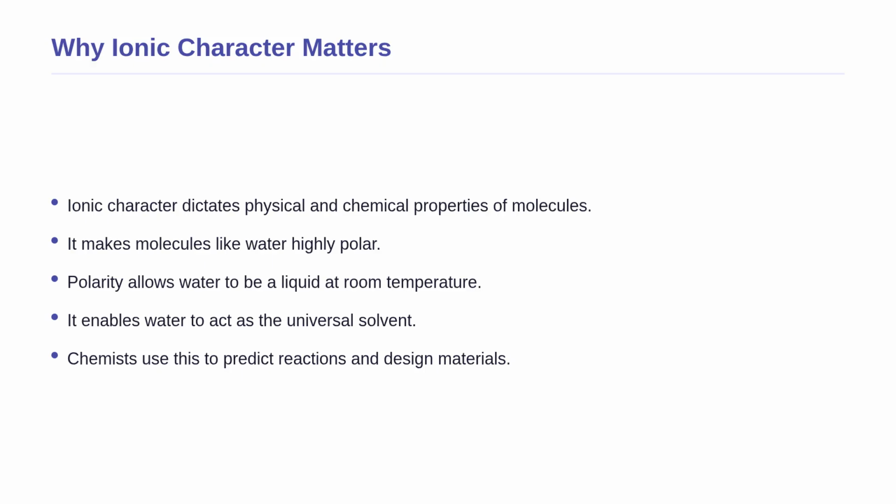Seeing this distorted electron cloud brings us to an important question. Why does this matter? Understanding the ionic character of covalent bonds is absolutely crucial because it dictates the physical and chemical properties of molecules in the real world. Take water, for instance. It is a covalent molecule, but its bonds have a very high ionic character, making it highly polar. This polarity is exactly why water is a liquid at room temperature and why it can dissolve so many different substances, earning it the title of the universal solvent. Without this ionic character, water would be a gas, and life as we know it would be completely impossible.